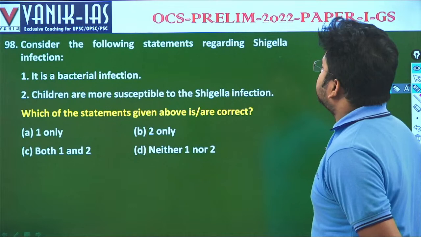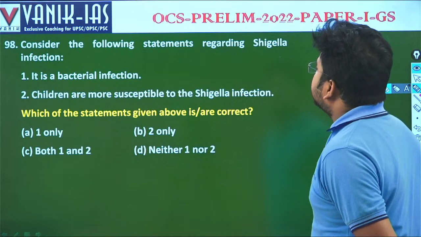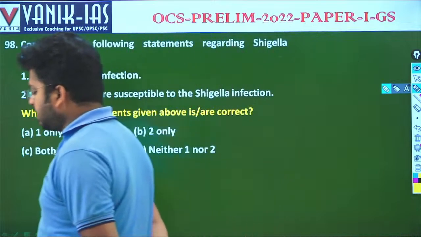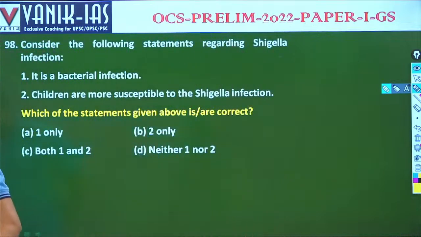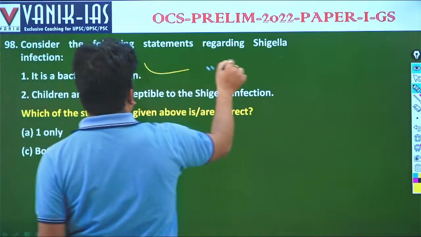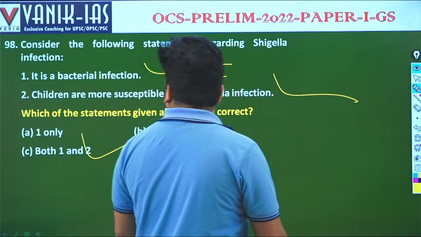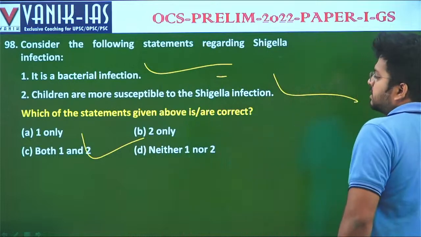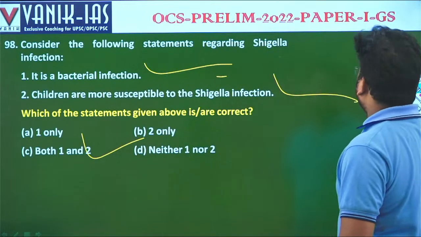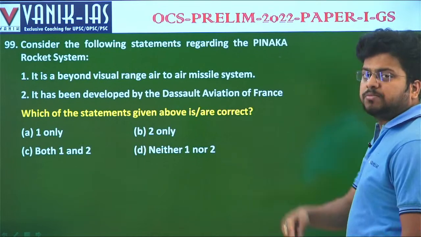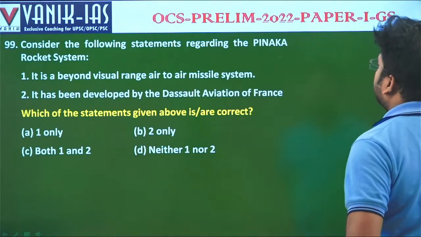Consider the following statements regarding Shigella infection. It is a bacterial infection. Shigella infection is seen in the southern region, especially in Kerala. It's a bacterial infection and children are more susceptible to it. Yes, they develop cold, fever and rashes. So both the statements are correct with respect to Shigella infection. Recently it was in the news, just after the tomato fever.